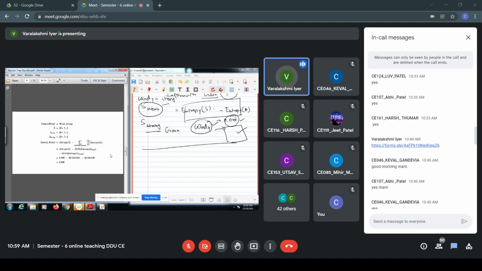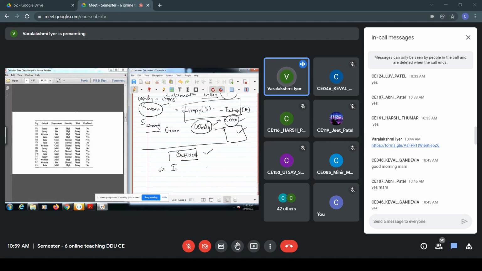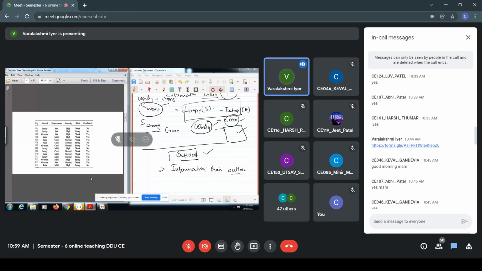Fine. Will you calculate for humidity? Try to calculate the information gain. Let us do that for Outlook. Everyone, just try to calculate the information gain for Outlook. Just see whether you are clear with this formula or not. Right now I'm giving you 2 minutes to calculate the information gain for Outlook. Tell me the value.